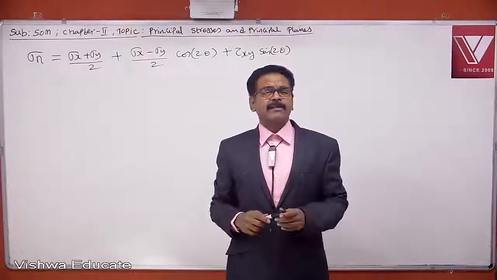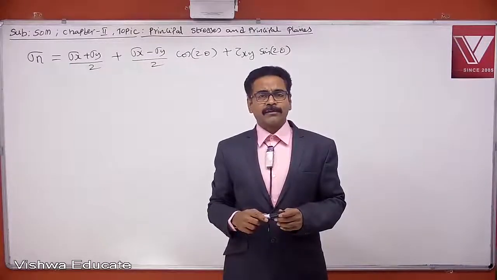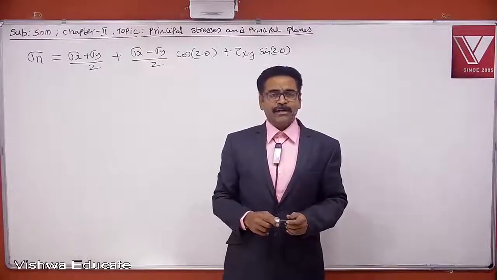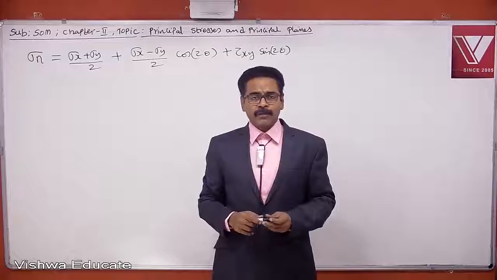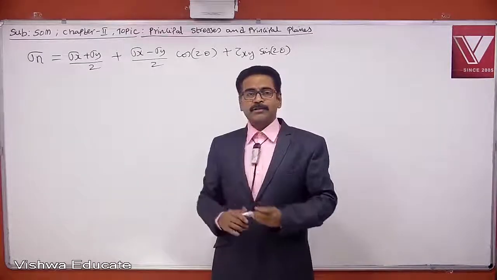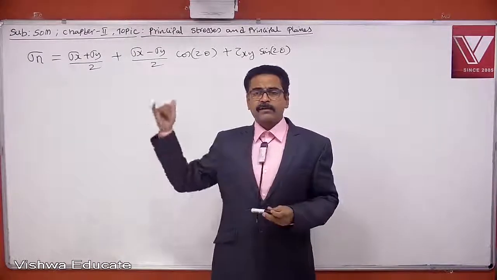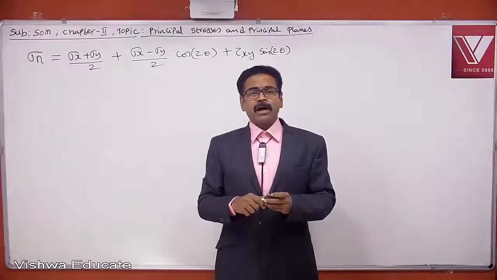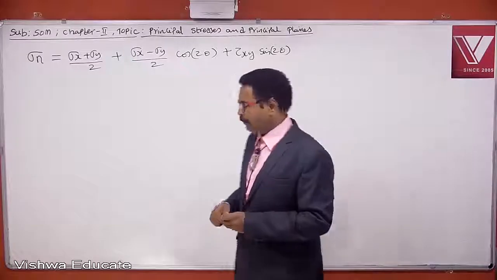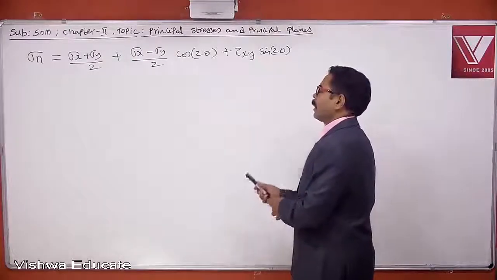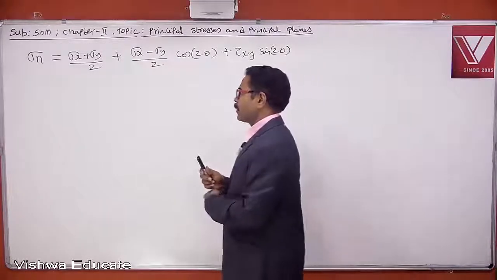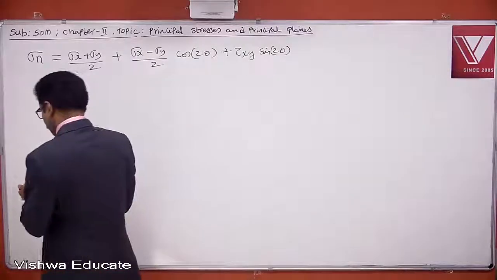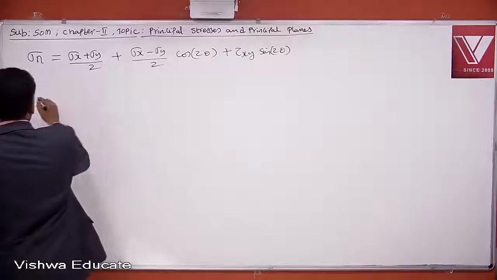To find the highest value or lowest value of a function, what to do? We differentiate the function and we equate the differential to 0. From that we get one condition. On putting that condition in the original function, we may expect the highest value or lowest value. So to find the highest or lowest value of sigma n, we have to differentiate. So here we are differentiating sigma n with theta, right?